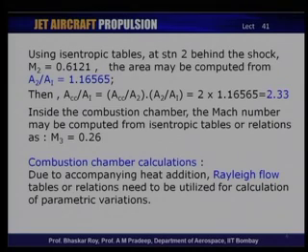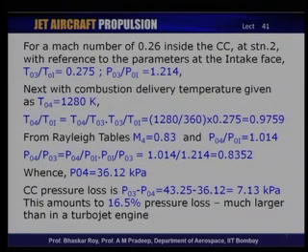or Rayleigh equations or relations. Now, for a Mach number of 0.26 inside the combustion chamber starting at station 2, with reference to the parameters of the intake face, the temperature ratio from the intake face could be found as 0.275, and the pressure ratio with reference to the intake face would be 2.14. Now, these are the total temperature and total pressure ratios.